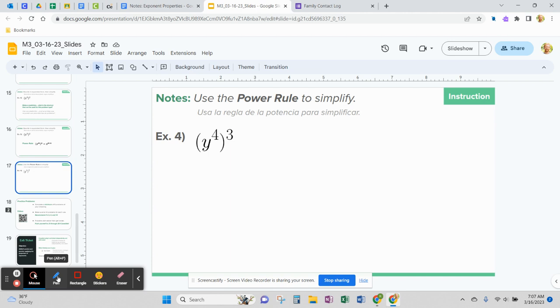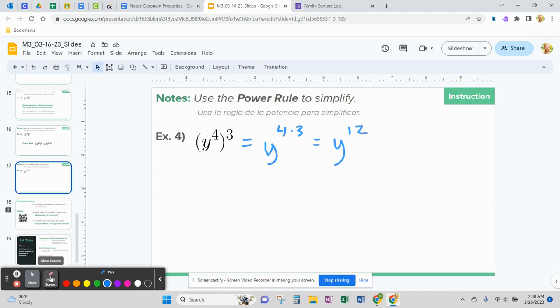All right, so this very last example, try on your own. It's the power rule here, so y to the 4th, and all of that is raised to the 3rd. Pause your screen, try it, unpause when you're ready. In this case, we have y that we can rewrite as 4 times 3 as our exponent, and that gives us a final term of y to the 12th power.